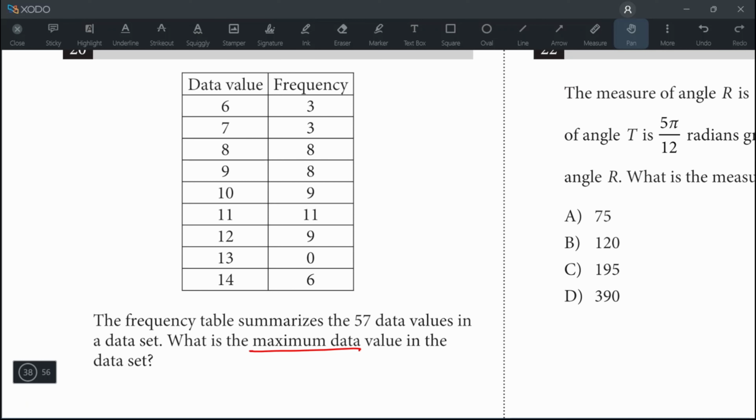So you just check the data values column and find the greatest number. The greatest number is equal to 14, so the answer is 14.